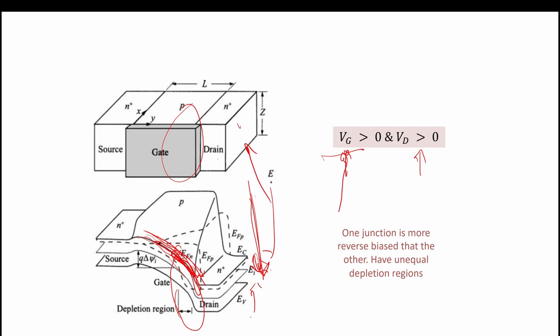Towards the drain side, whatever electron is at this point will come and be swept away. So that we will see when we discuss the short channel effect also.